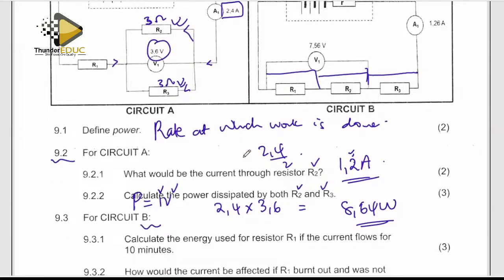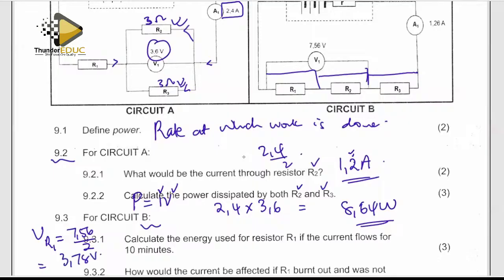So what I need to do, number 1, is determine the voltage of R1. So the voltage of R1 is going to be 7.56 divided by 2, I'm getting 3.78 volts.